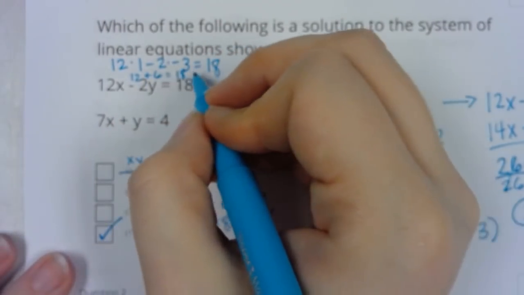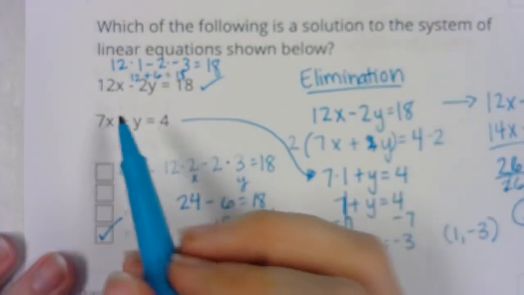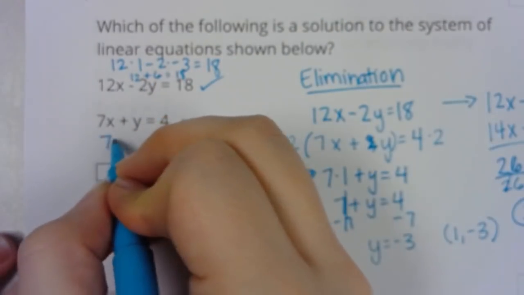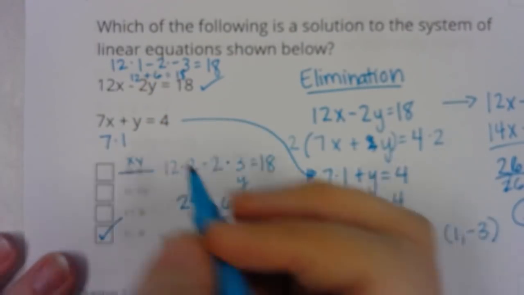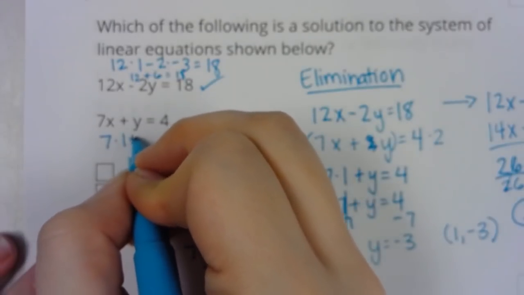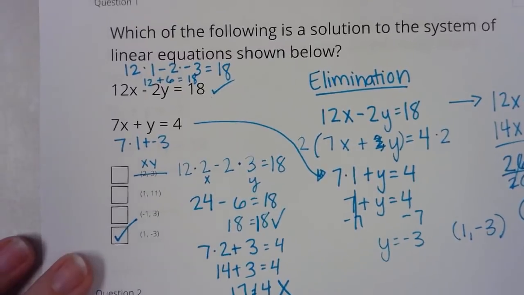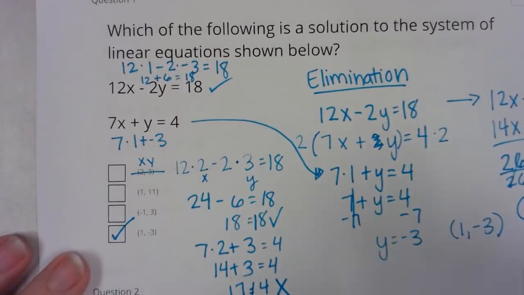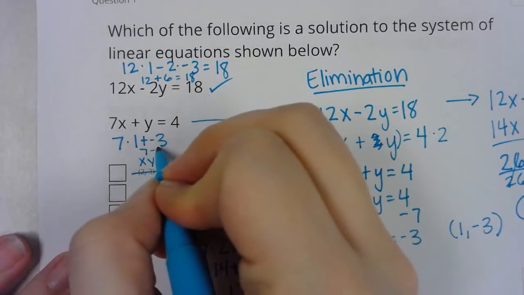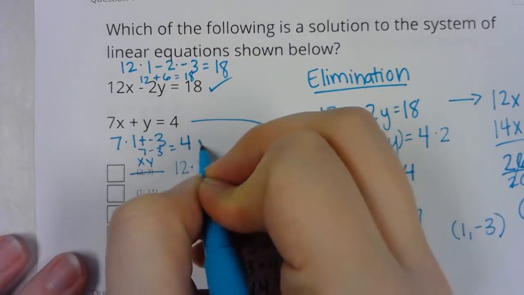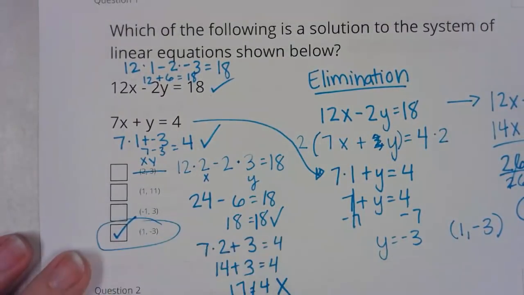12 plus 6 is 18, so it works for that one. For this one, 7 times 1 is 7, minus 3, or plus a negative 3. 7 minus 3 is 4. So that 7 minus 3 does equal 4, so it works for that one as well. So this is my solution.